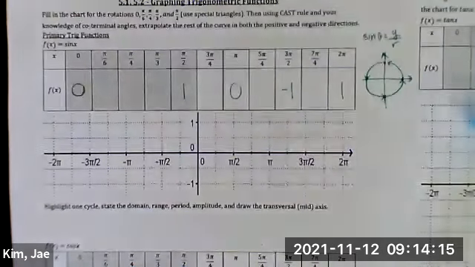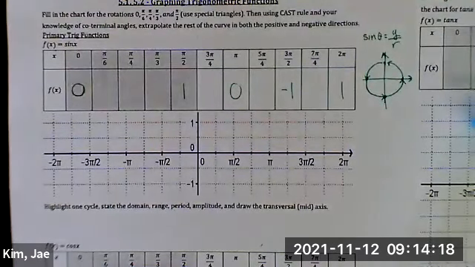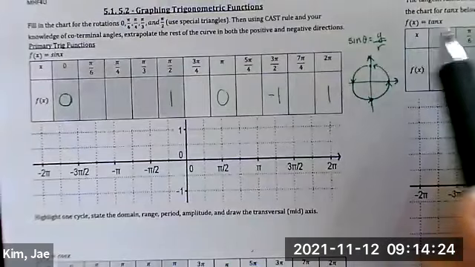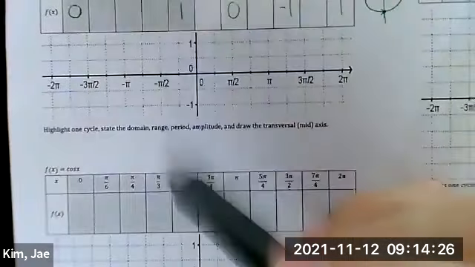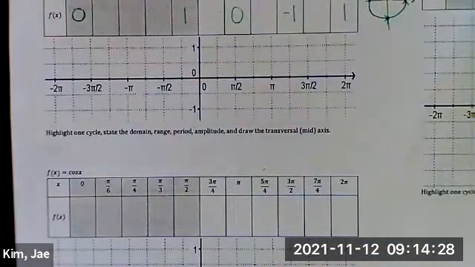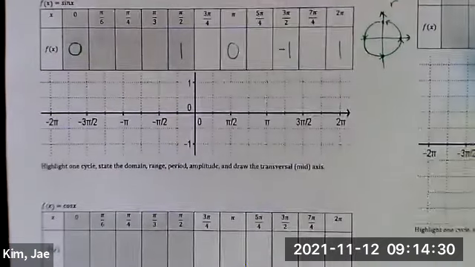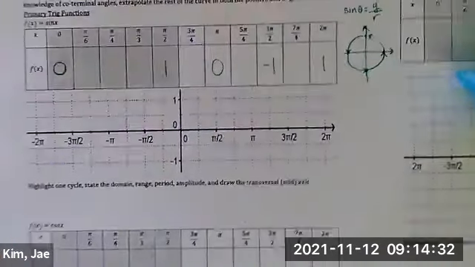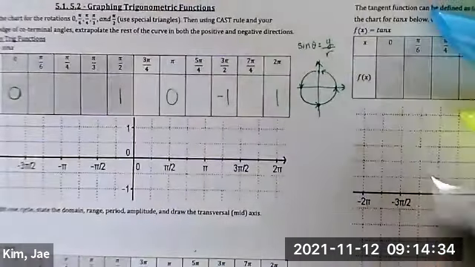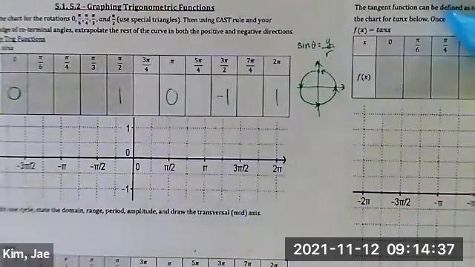But with your knowledge of your trigonometric identities, you know that tangent is basically sine over cosine. So if you have these two charts filled in, you're basically good with the tangent function as well. Unfortunately, I don't have time to get you to graph it by yourself and discover tangent, so I'm going to work through it with you.